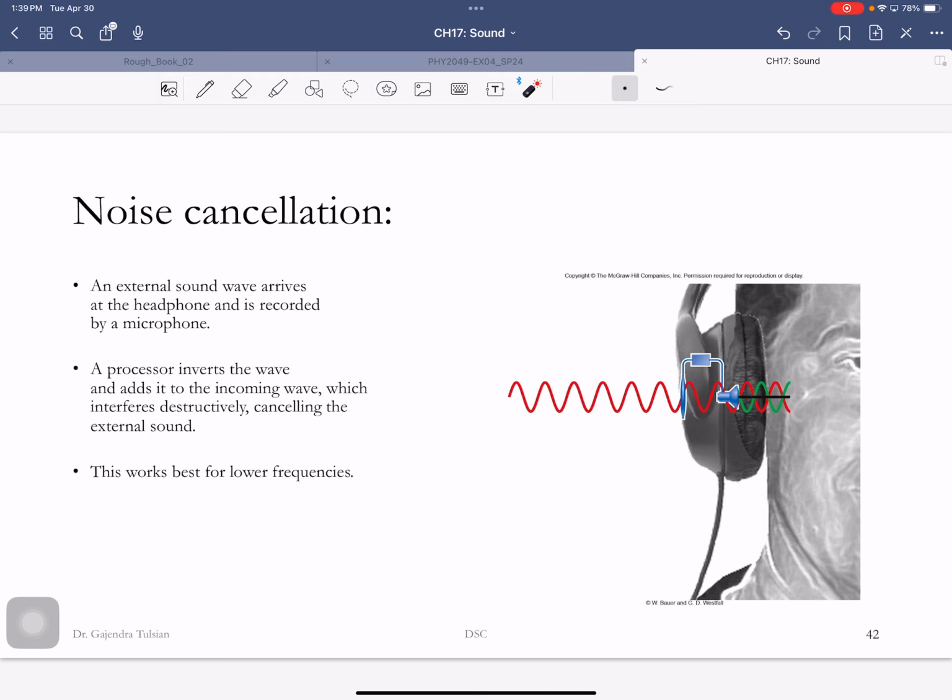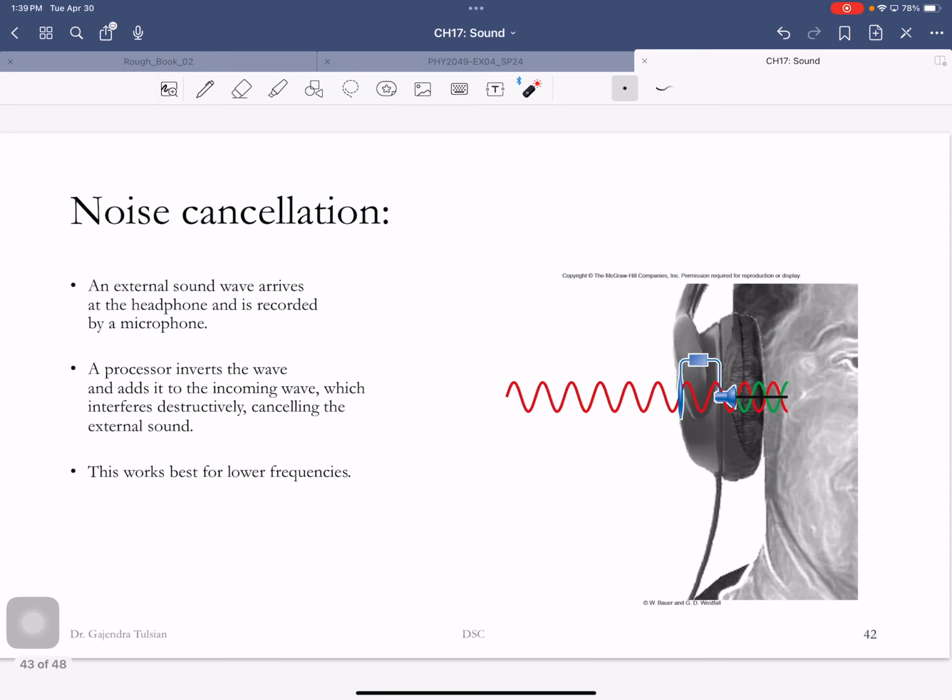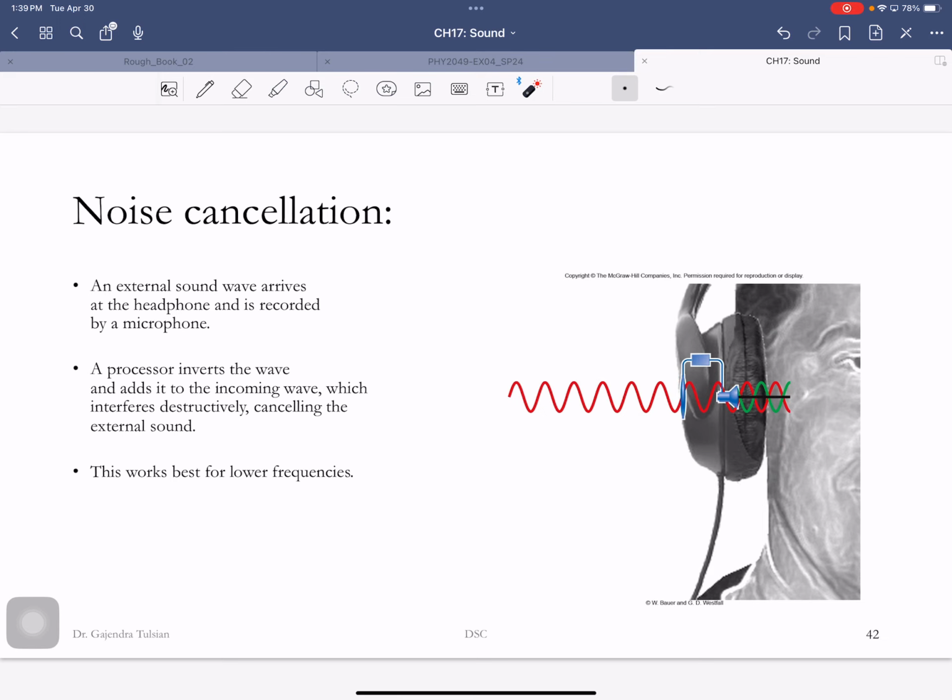Okay. So noise cancellation works best for low frequencies. It's hard to cancel high-pitched screeches and stuff like that. So you could have noise cancellation headgear, and if some car drives by and comes to a screeching halt, you'll hear that.